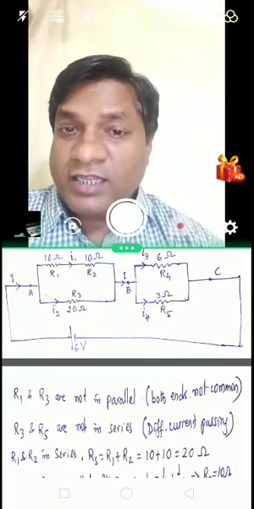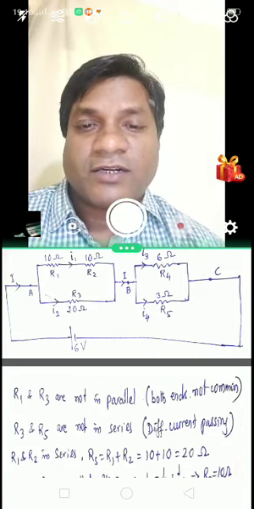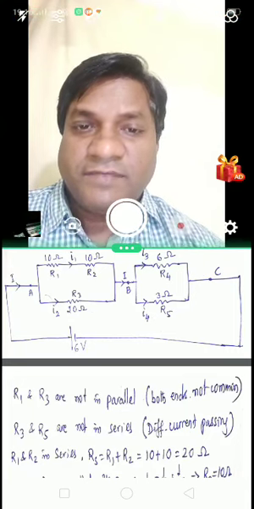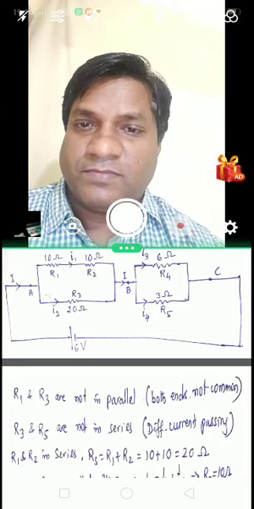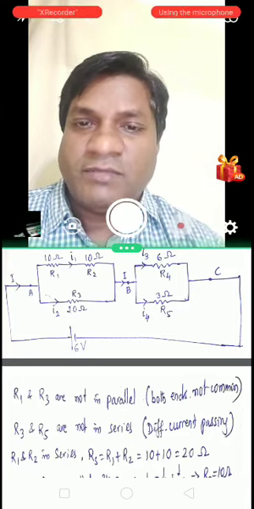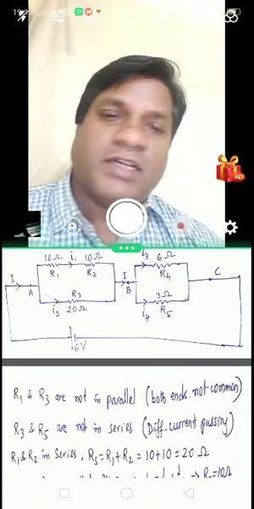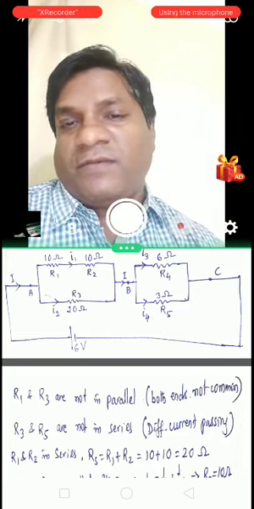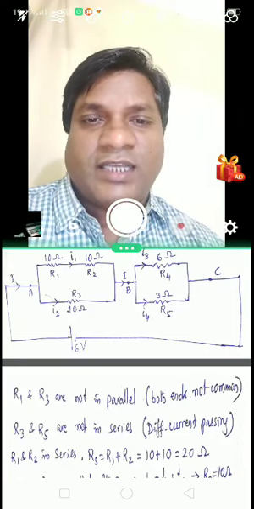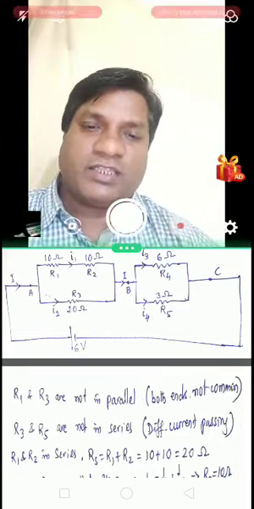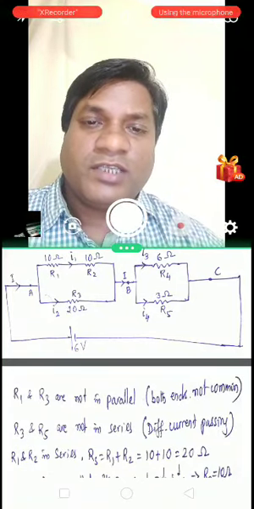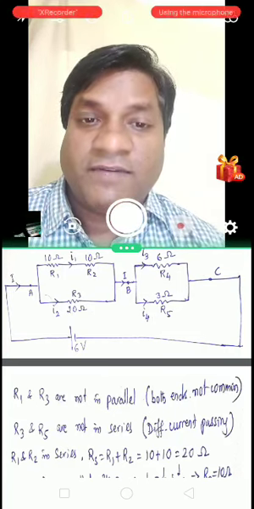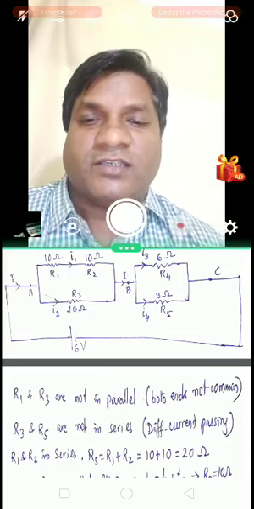Similarly, R3 and R5 are not in series. It's because different currents are passing through them. The current I will divide into I1 and I2 in the first parallel combination, and then again they will mix up to form I, and again this I will be divided into two paths. So since the same current is not passing through R3 and R5, R3 and R5 are not in series connection.